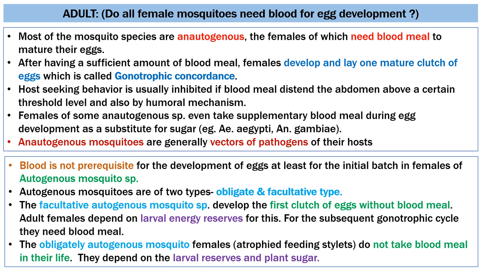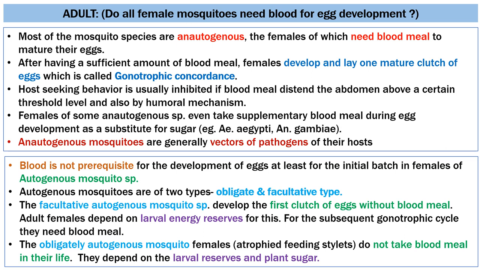The facultative autogenous mosquito species develop the first clutch of eggs without blood meal. Adult females depend on larval energy reserves for the development of the eggs. For the subsequent gonotropic cycle, they need blood meal.